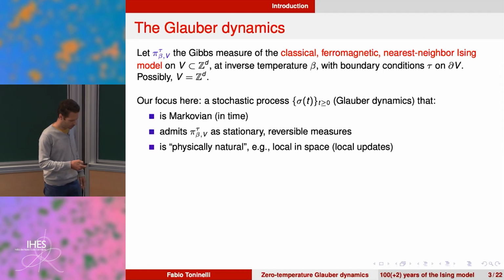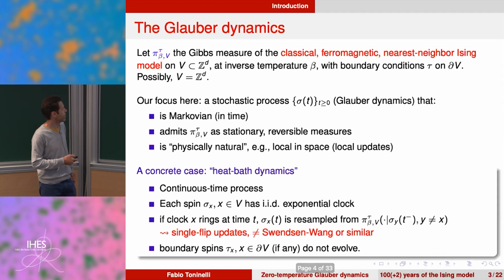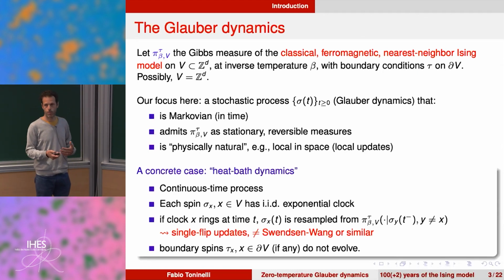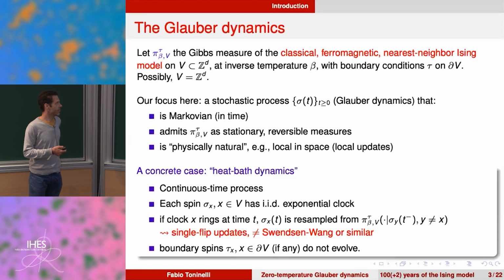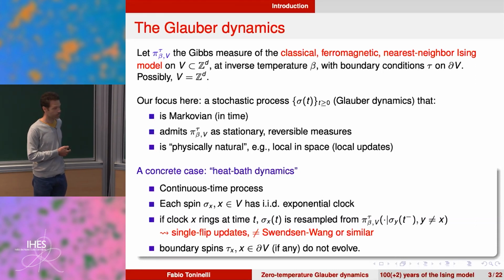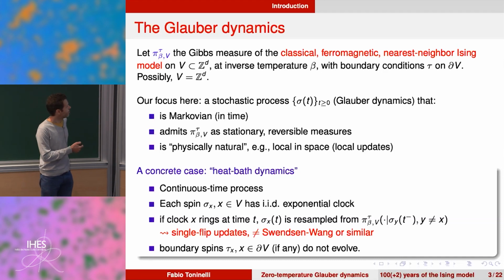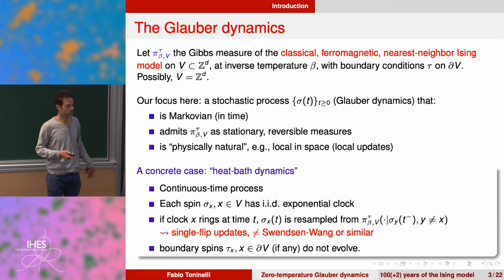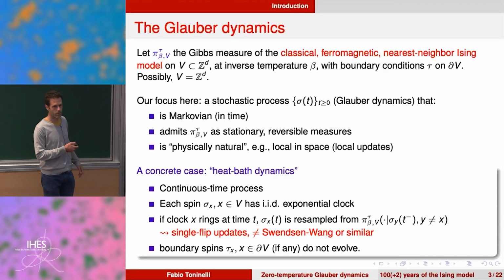There are many ways to implement this, actually infinitely many ways. You can look at a Metropolis type of algorithm. The one I'm looking at here is another very classical example. It's called the heat bath dynamics. It's a continuous time process. You could do it in discrete time, but we'll do it in continuous time. You can see it as follows.